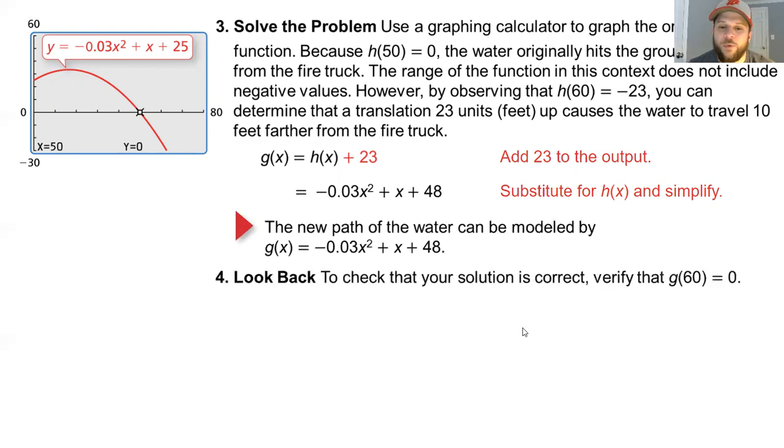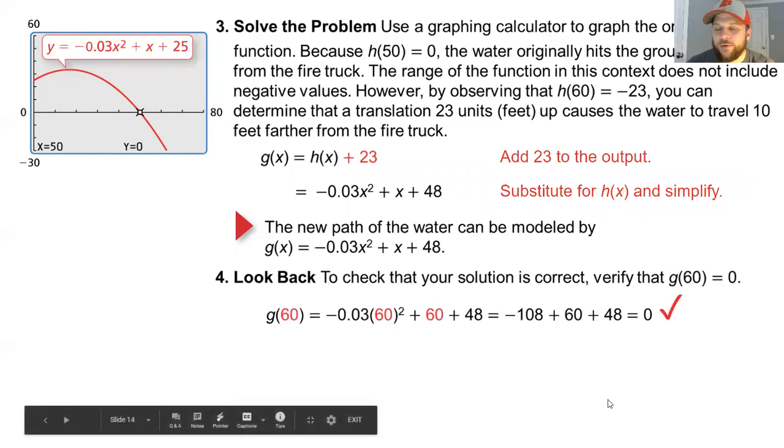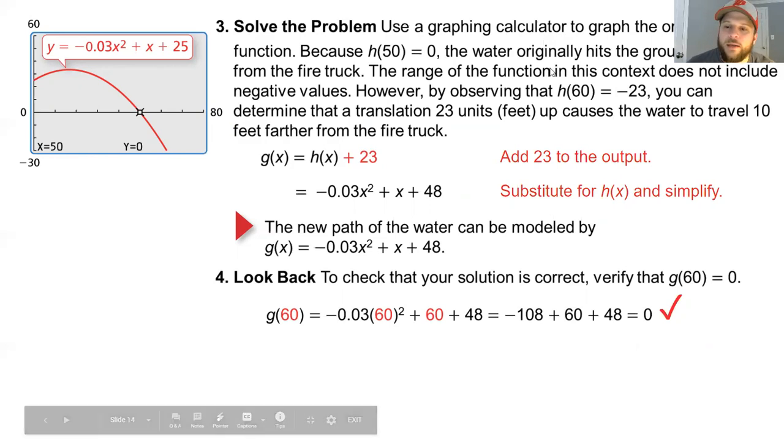So that's the path of the water. If you check that and plug it back in, you plug in your 60: 60 squared times negative 0.3 plus your 60 again to get 48, that would get you your 0. So that's always a way to double check, to make sure that you're going back and getting that 0.